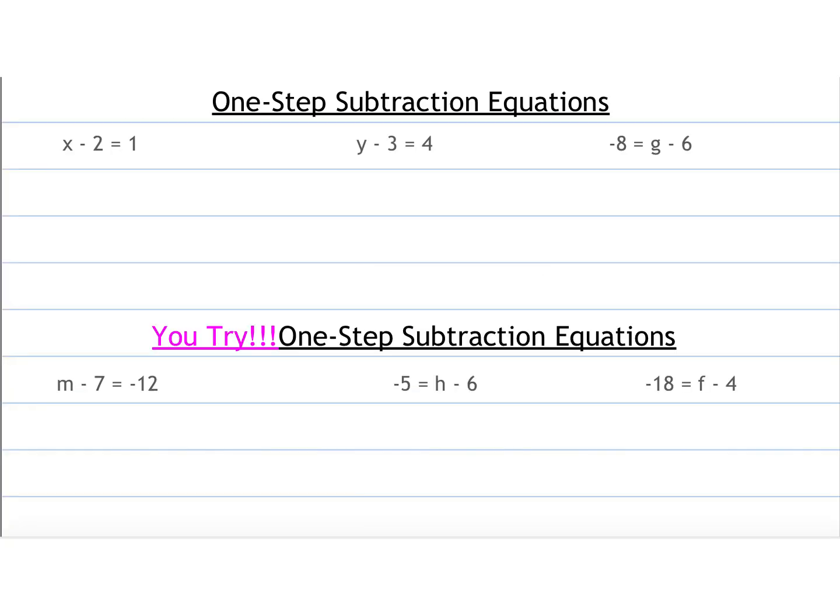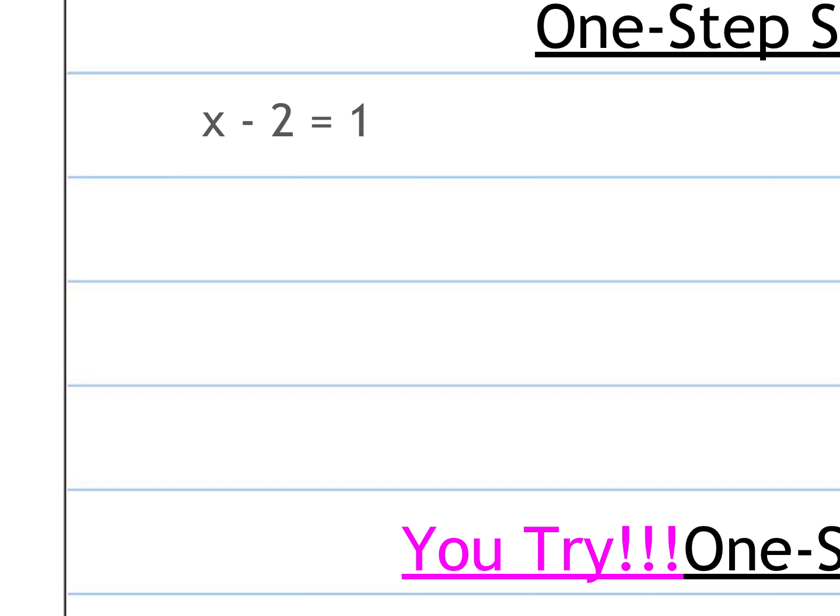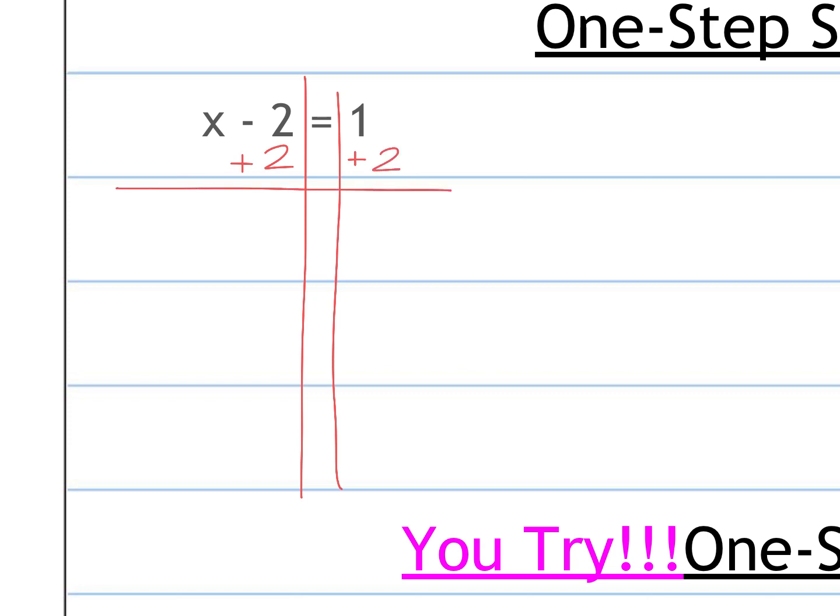When we have subtraction equations, we do almost all of the same steps, except now we're going to do the opposite of subtraction, which is addition. So we have x minus 2 equals 1, obviously a super easy problem, which is good because then it helps us learn the steps a little bit better. So write this down. We have our train tracks. X minus 2 equals 1. The opposite of subtracting 2 is adding 2, so I'm going to do that on both sides.